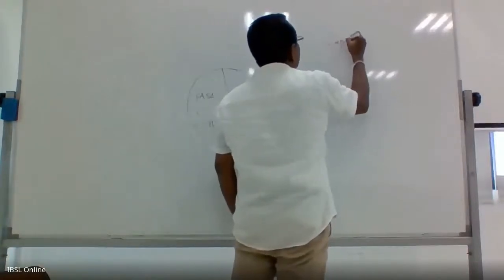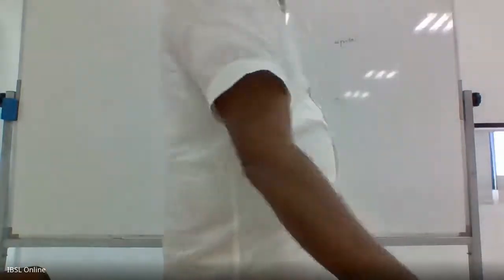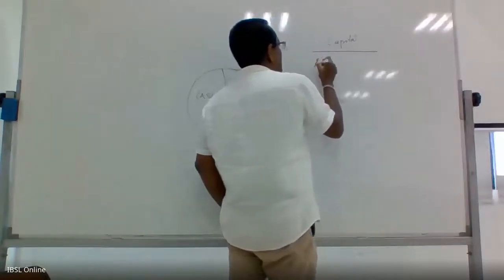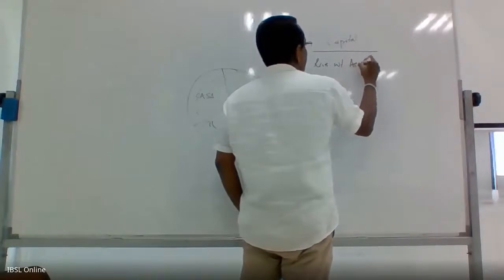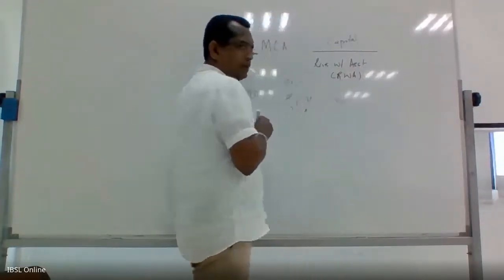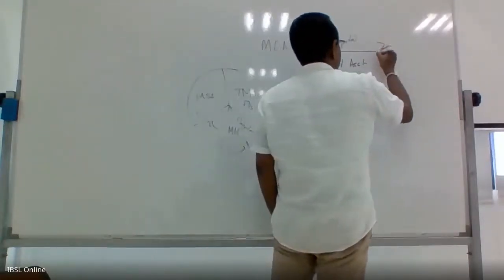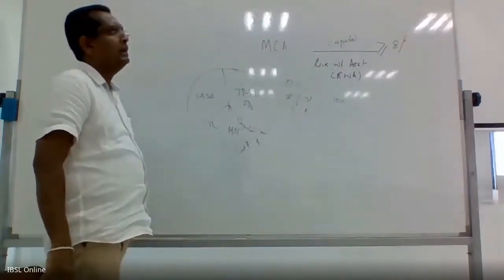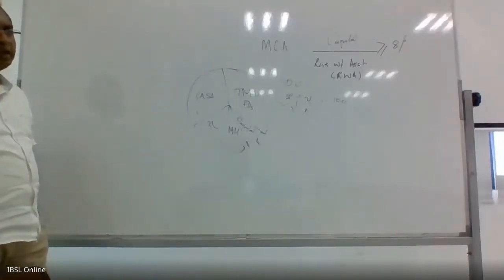Capital divided by risk weighted assets, RWA. Risk-weighted asset, right? They initially started with saying it should be equal to 8%, right? Minimum capital adequacy ratio should be equal to 8%.